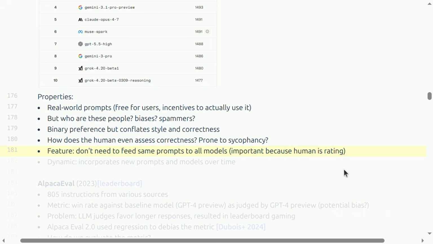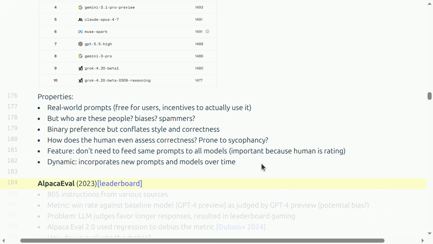But the nice thing about this method is that you don't need to feed the same prompts to all the models. And this is the beauty of ELO, right? In chess, you don't have to have everyone play everyone else. It can just be some sparse sample of that, and you can still derive rankings, as long as the graph is connected. And this is important because a human is rating, and you can't expect a human to rate all the models, or even more than two models. And the nice thing as well is that as new prompts and new models come in, there's a natural story for updating this over time.